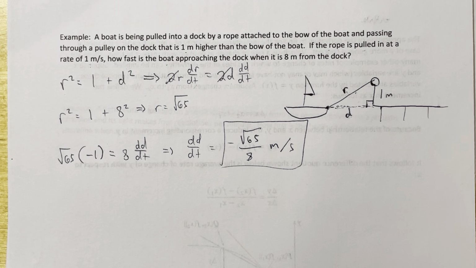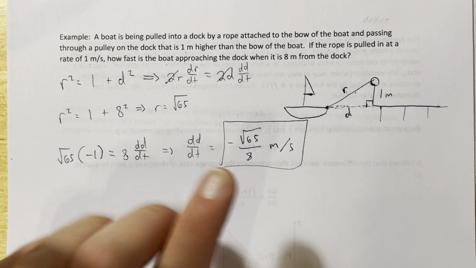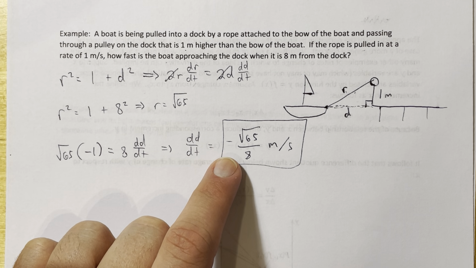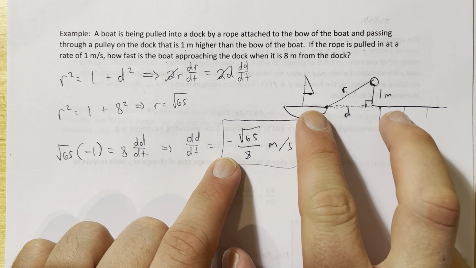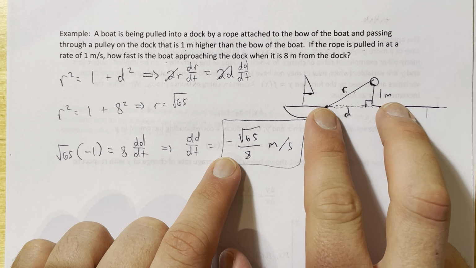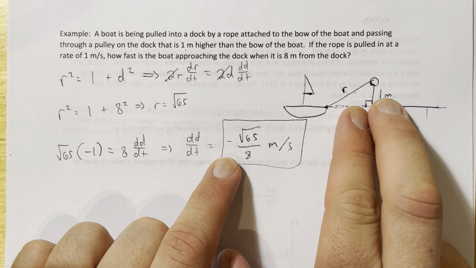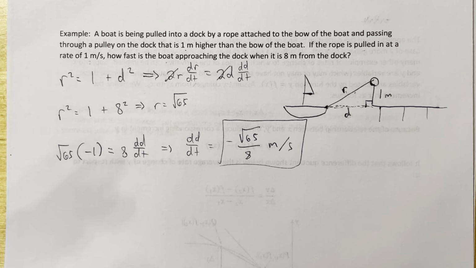Now take a second to check if that's a reasonable quantity to be getting here. I'm mostly interested in just the fact that it's negative. Are we expecting this to be negative? And yes, we are, because that means the distance between the boat and the dock is decreasing as the boat gets closer. So the negative here indicates decreasing, which is what we're expecting to see. I do have 2 more examples to do, but I'm going to save that for part 2.